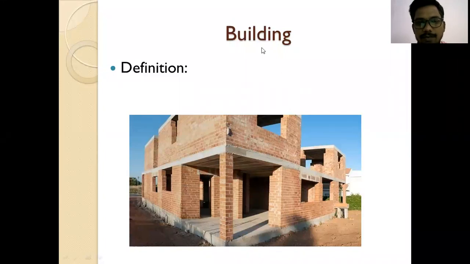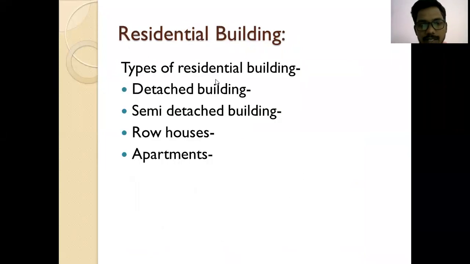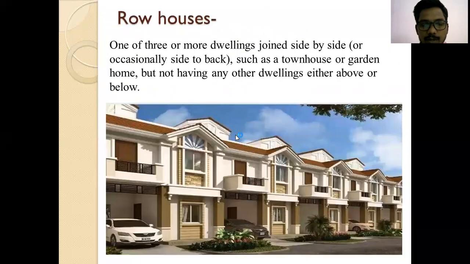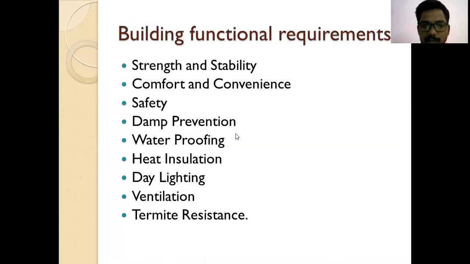In the last lecture, we started the discussion on what a building is and its types. In the previous lecture, we discussed the definition of building and its types: residential building and public building. Under the residential building, we also discussed the detached building, semi-detached building, row houses and apartments. Now we are going to move towards the next point of unit number 1.